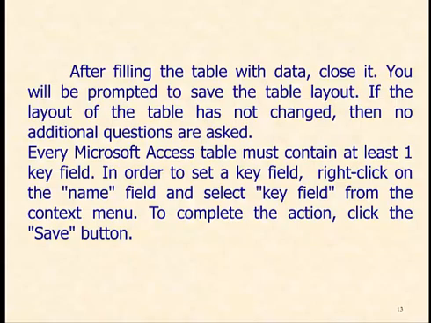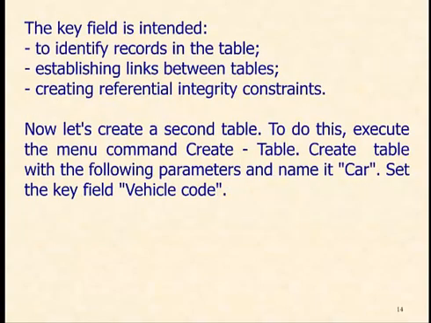Every Microsoft Access table must contain at least one key field. In order to set a key field, right-click on the name field and select Key Field from the context menu. To complete the action, click the Save button. The key field is intended to identify records in the table, to establish links between tables, to create referential integrity constraints.